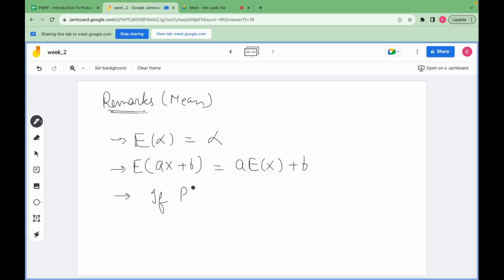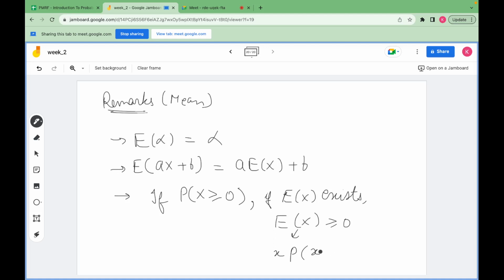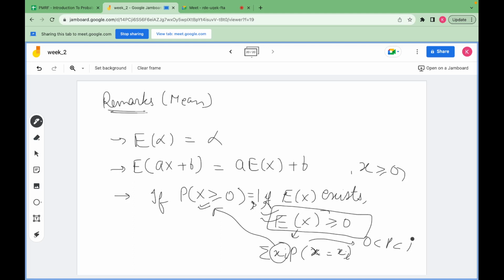Then if the probability that x is greater than or equal to 0 is 1, and the expectation of x exists, then the expectation will be greater than or equal to 0, because it is the sum of xi times the probability that x equals xi. Here the xi's are all greater than 0, and we know that probability is between 0 and 1, so the expectation is always greater than 0 whenever x is greater than 0. So if our x is a positive value, then the expectation will also be a positive value.